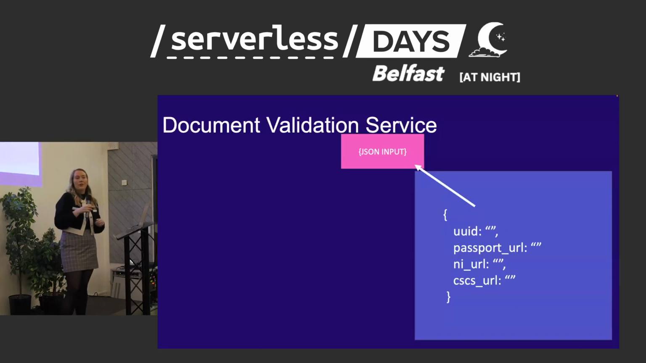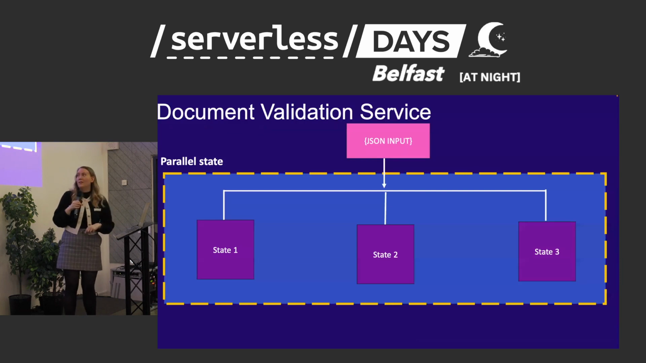So let's walk through the design of what we needed in this step function state machine. We'll start with the JSON input. So we wanted to pass in a unique ID and the URLs of the different documents. So these URLs could be present or they could be null. Next, we wanted to take advantage of parallel state. So that bottleneck I was talking about before with all of the lambdas being called synchronously, we wanted to run this all in parallel, so that we could do those different checks all at the same time.